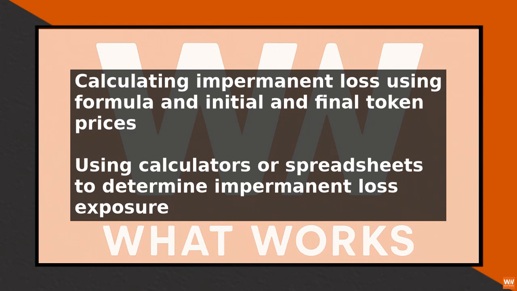to. This can be done by using the formula for impermanent loss, which takes into account the initial and final prices of the tokens in the pool, as well as the amount of liquidity provided. A practical example of how to calculate impermanent loss is by using a calculator or a spreadsheet. For instance, if a liquidity provider deposits 1,000 USDT and 1 ETH into a Uniswap pool, and the price of ETH increases by 10%, the impermanent loss can be calculated using the formula.